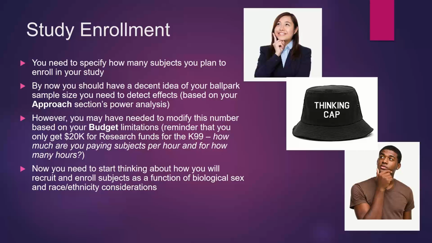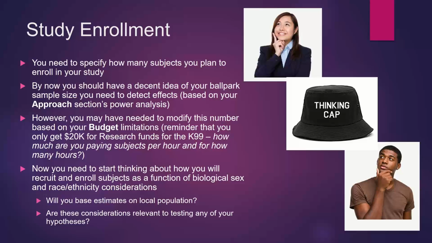Now you need to start thinking about how you will recruit and enroll subjects as a function of biological sex and race ethnicity considerations. Will you base estimates of these things on local population measures? Are these considerations relevant to testing any of your hypotheses?